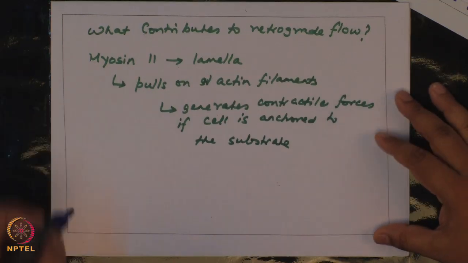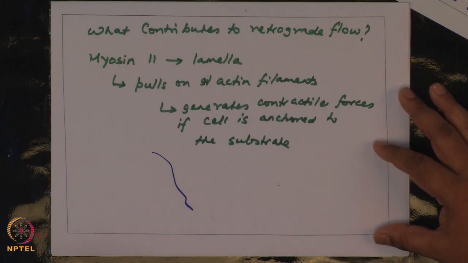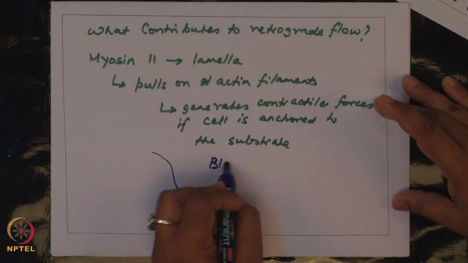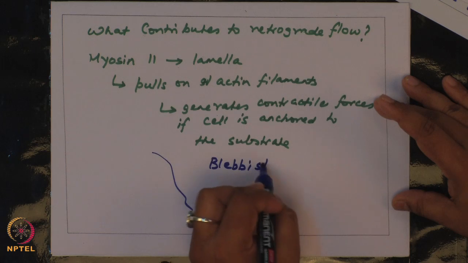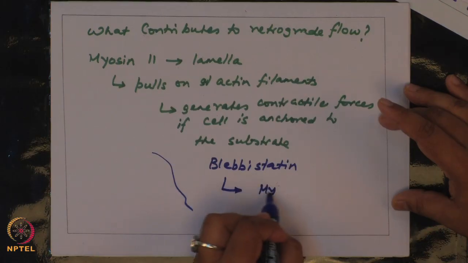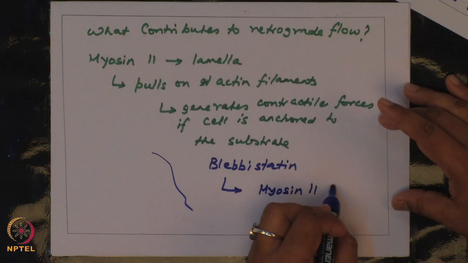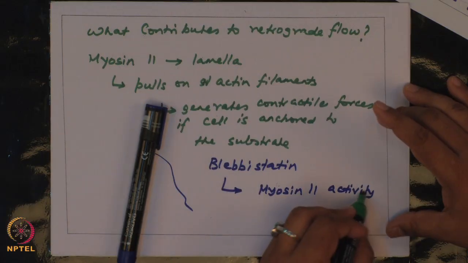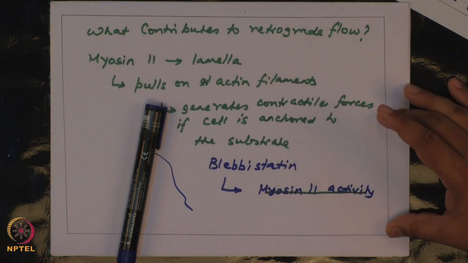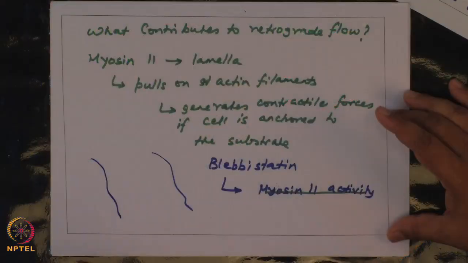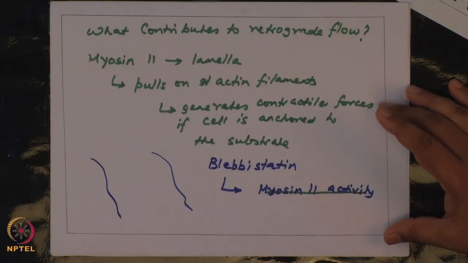So, they did this experiment in which at the leading edge, they treated cells with blebistatin. This is a drug which inhibits myosin 2 activity. And what they found, by doing perfusion experiments, was, let us say this is my leading edge, and you have retrograde flow.